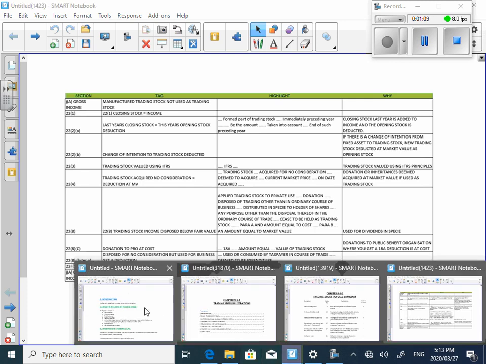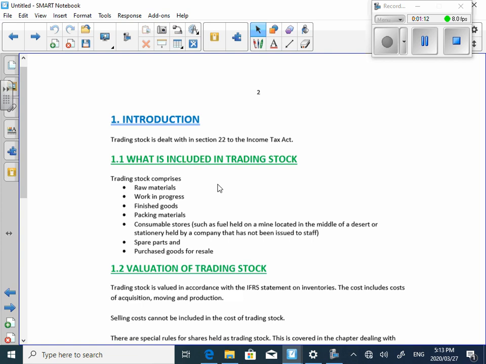So let's start with trading stock. First things first, we need to understand what is included in trading stock itself. Trading stock comprises raw material, work in progress, finished goods, packing materials, consumable stores. When you're looking at a consumable store, this might be fuel held on a mine located in the middle of a desert, or stationery in an audit company. These are items that are consumed by the business itself, not bought for resale, but are treated as trading stock. Spare parts are also treated as trading stock, and then purchased goods for resale.